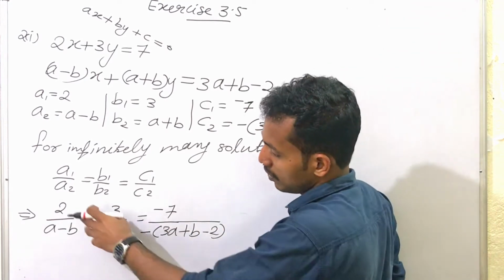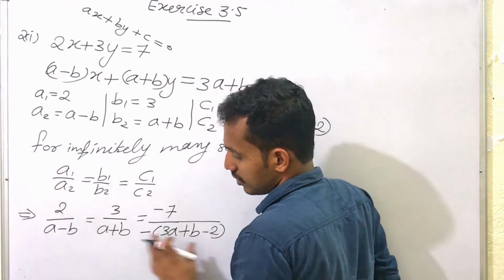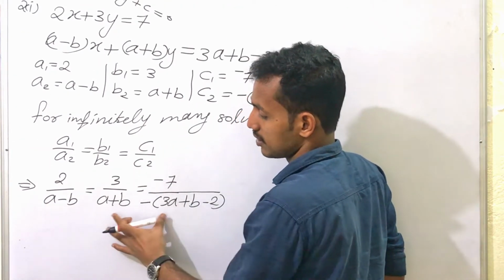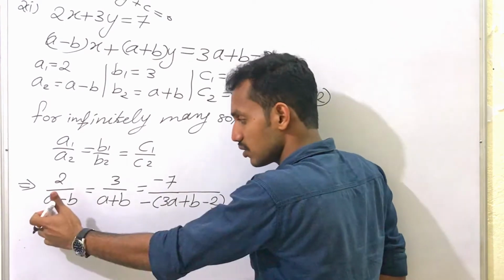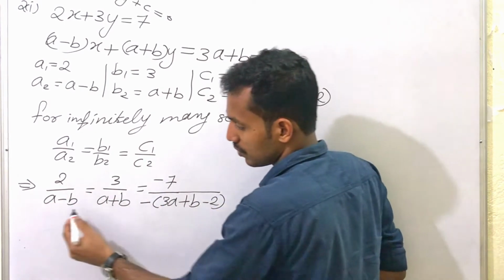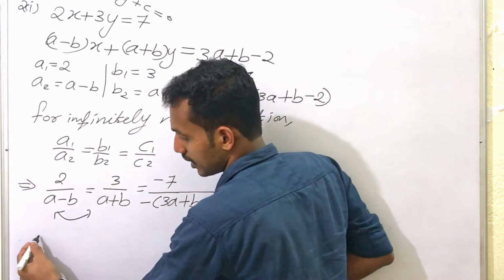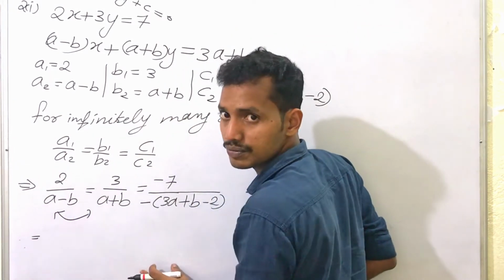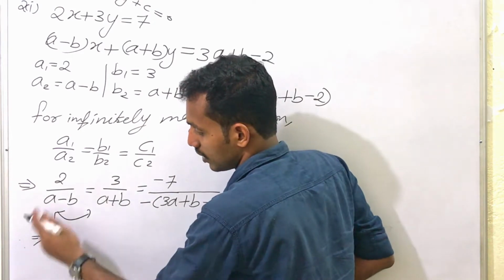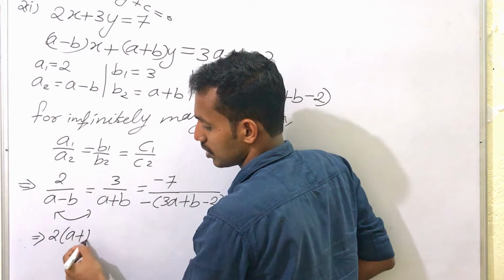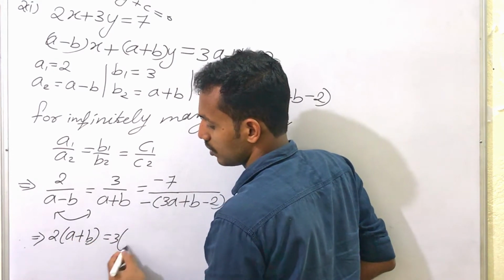Then we can take three relations here. First term equal to second, second term equal to third, as well as first equal to third also. So first we are taking these two. We are comparing these two, so we will cross multiply it. 2 into (a plus b) is equal to 3 into (a minus b).